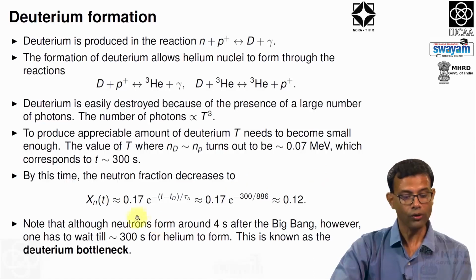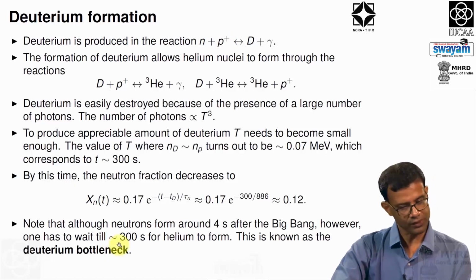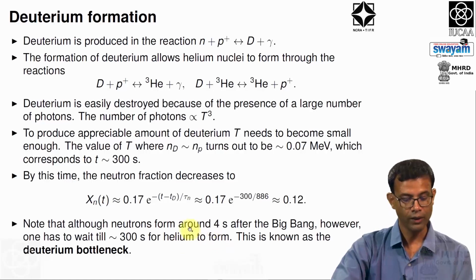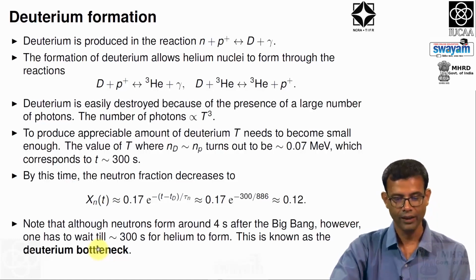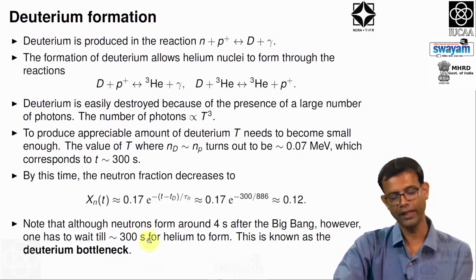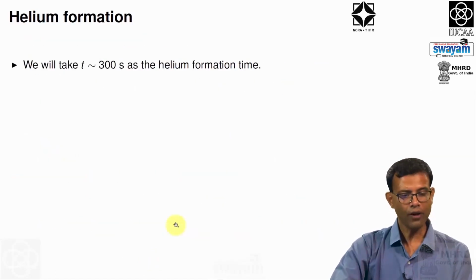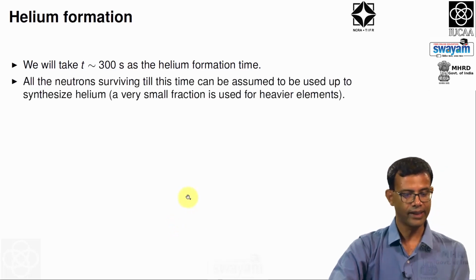So, now you see, although the neutrons form somewhere around 4 seconds after the Big Bang, one has to wait till a few hundred seconds for the first deuterium to form, and then once deuterium forms, the formation of helium is straightforward. So, one has to wait for a few minutes for helium to form. The fact that helium formation cannot progress right after the neutrons form is because of this deuterium, and that is known as the deuterium bottleneck. So, even though you have protons and neutrons in the universe, you are not able to form helium. Helium formation time is somewhere around, as I said, 300 seconds.